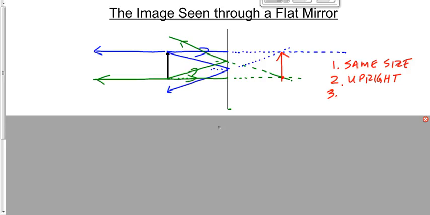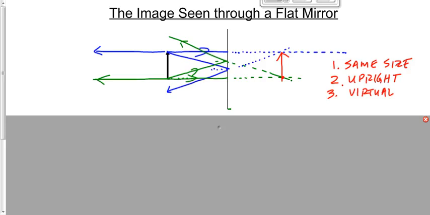Real or virtual? It's virtual. Dotted lines intersect. In order to see the image of yourself in the mirror in the morning, you've got to physically look into the mirror in order to see it. Right? You can't project it onto a screen. You ever try to project the image of yourself onto the wall behind you?